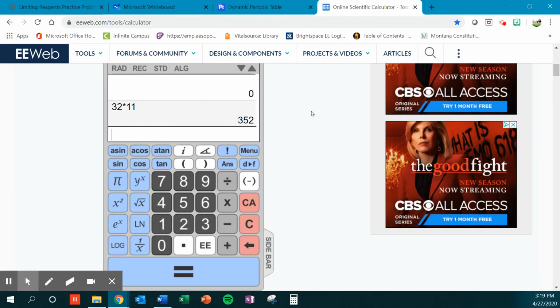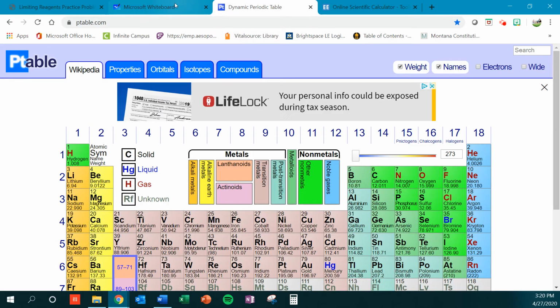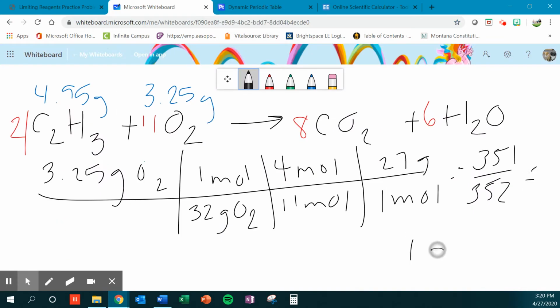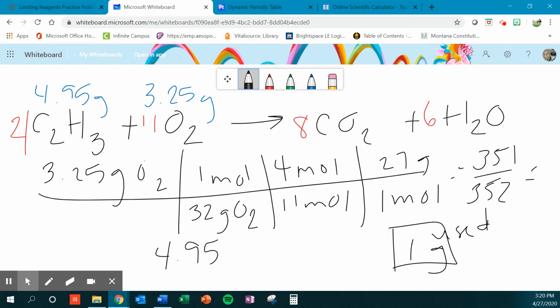So 351 divided by 352 is going to be darn close. 0.99. We'll say 1. We'll just basically say 1 if you round it. So it means that 1 gram was used in this production. And so if we had 4.95, so this is used. If we have 4.9 grams that we started with minus 1 gram, we would have 3.95 in excess.